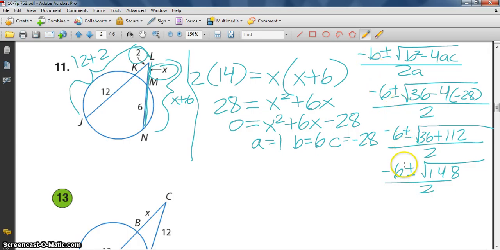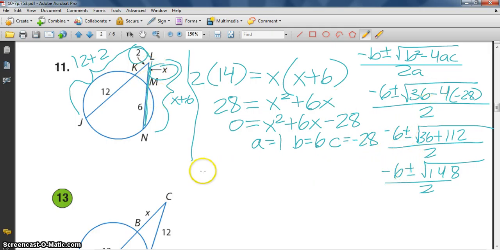Okay, so notice that this gives me two answers. I would take negative 6 plus the square root of 148 and divide that by 2, and negative 6 minus the square root of 148 and divide that by 2. Now obviously, if I subtract from a negative, I'm going to get a bigger negative, which means that my answer is negative, which is impossible. We don't want the negative value. That's an extraneous solution because x is a length here. So we just want the positive.